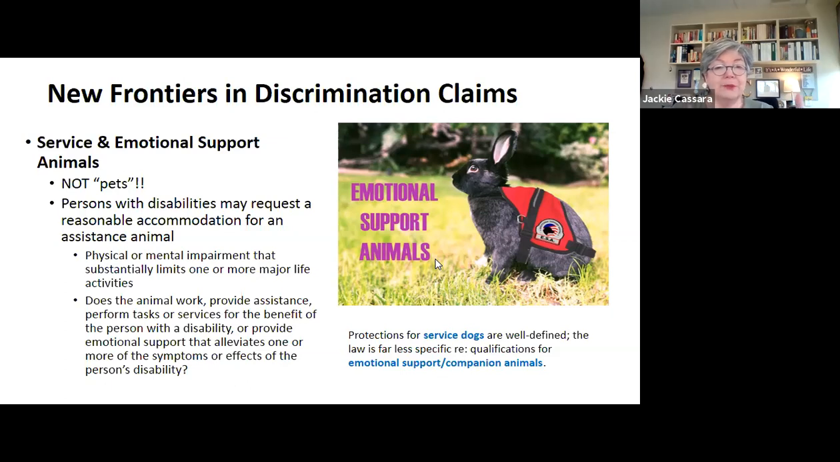So the question becomes, does the animal work? Does the animal provide assistance, perform tasks or services for the benefit of the person with a disability, or provide emotional support that alleviates one or more of the symptoms that come with this disability? The protections for service dogs, again, are very well defined. And the law is far less specific when it comes to the parameters that embrace the emotional support or companion animals.